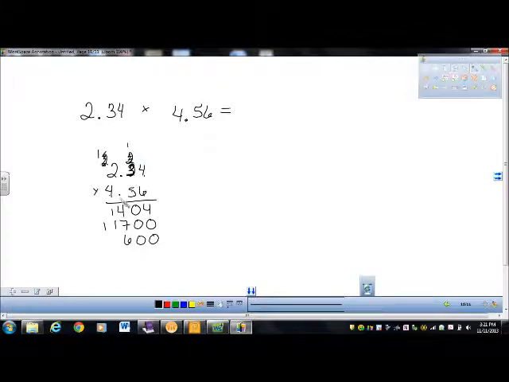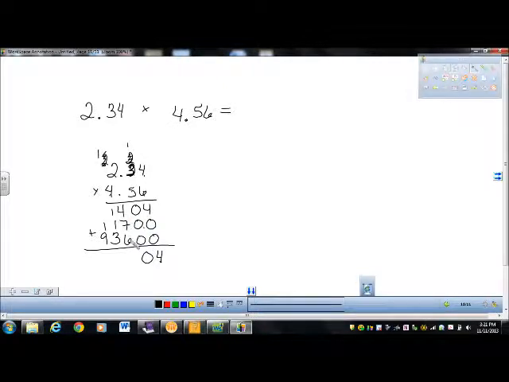Carry my 1. 4 times 3 is 12, plus 1 is 13. Carry my 1, there's already one there. 4 times 2 is 8, plus 1 is 9. Now I'm going to add all these crazy numbers together. 4 plus 0 plus 0 is 4. 0 plus 0 plus 0 is 0.